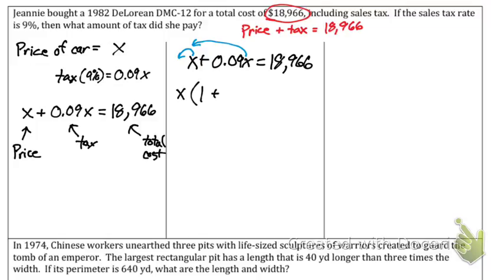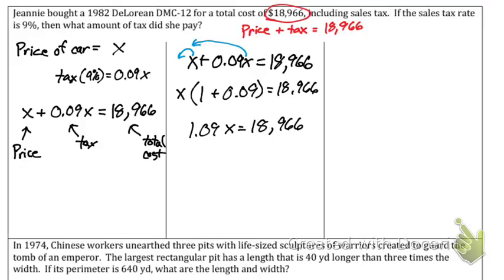I'm going to go through the steps. All right, 1 plus 0.09 equals 18,966, which is going to be 1.09x equals 18,966.